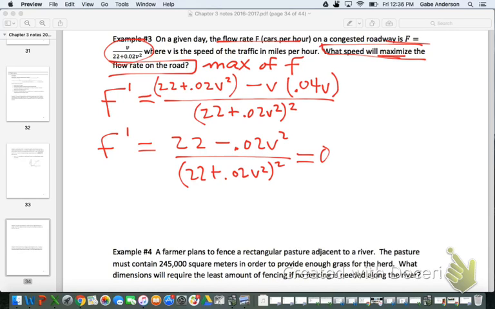What part of a fraction makes the whole fraction have a value of 0? Only the numerator. So I'm going to just set the numerator equal to 0 here. 22 minus 0.02 v squared equals 0. Remember, all these equals 0 points are actual points on a quiz typically. That tells me that you know what you're doing as far as finding candidates. So we just need to solve this. Take a minute, use your calculator to maybe finish it off. Maybe 22 divided by 0.02, square rooted.